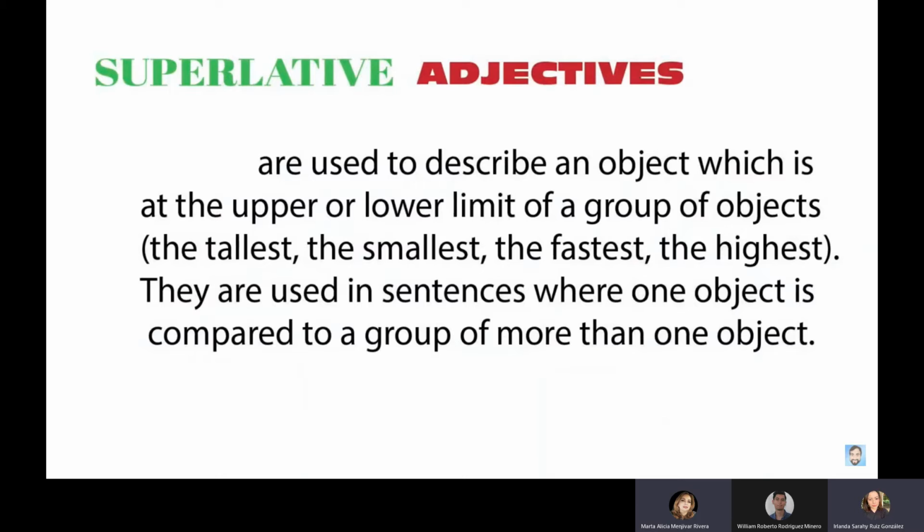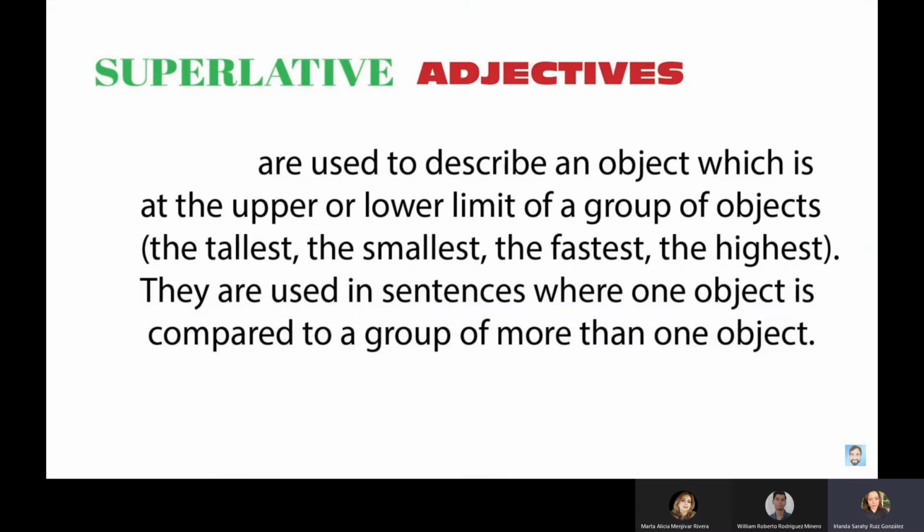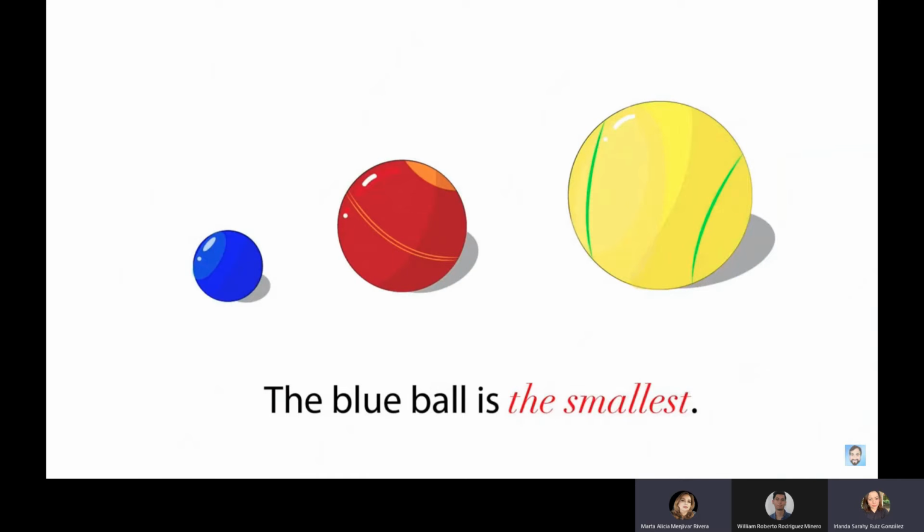Superlative adjectives are used to describe an object which is at the upper or lower limit of a group of objects. They are used in sentences where one object is compared to a group of more than one object. The blue ball is the smallest.